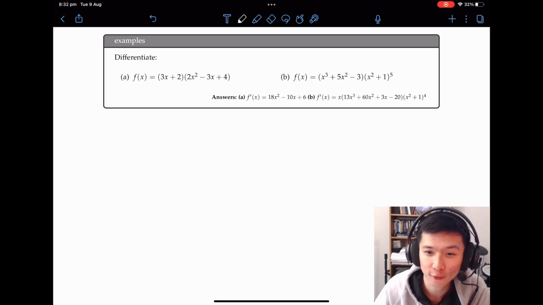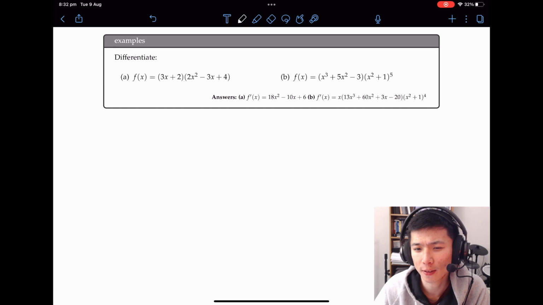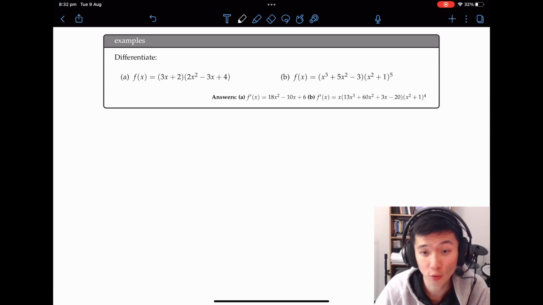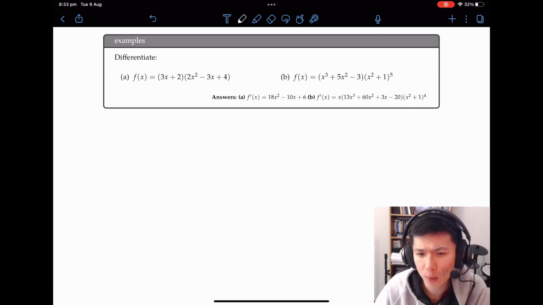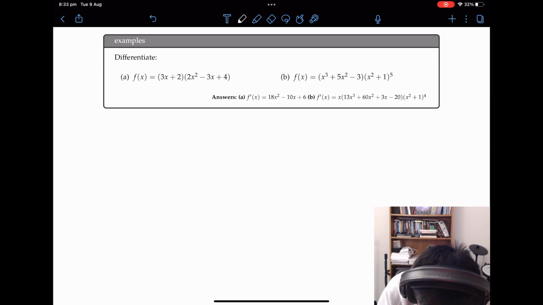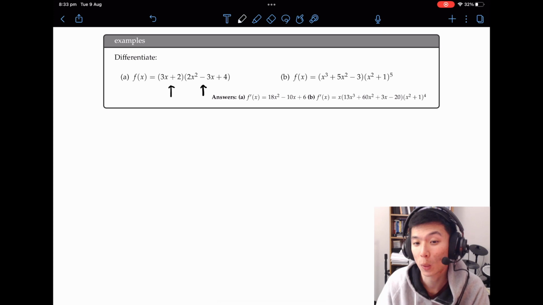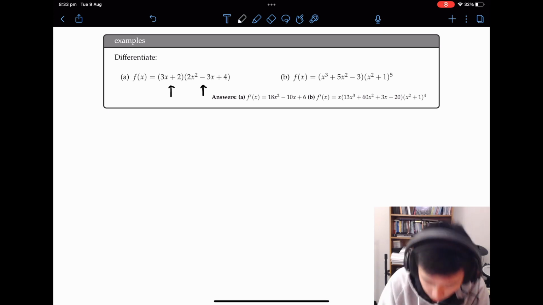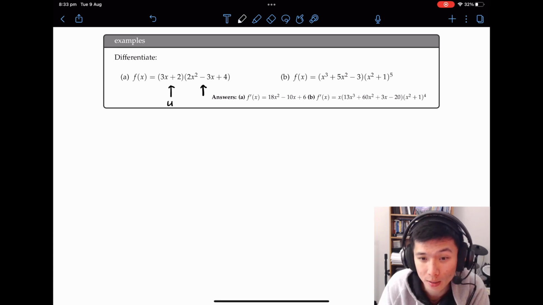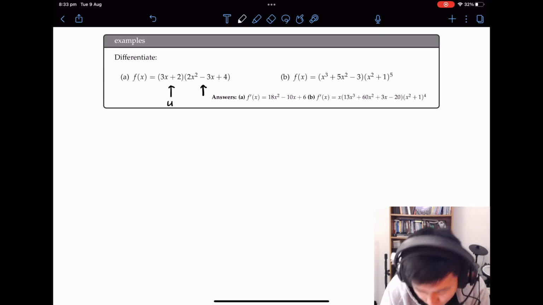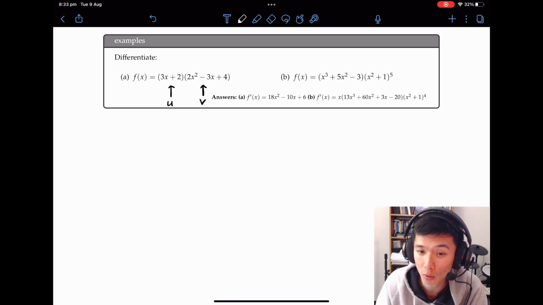We're given a function and we're not sure how to differentiate this without expanding first. But you know the product rule. The reason why we use the product rule in this situation is because we see two brackets that are multiplied to each other. They're a product, right? And so we're going to use the product rule. We're going to label the first bracket as U, always, and the second bracket as V, usually always.